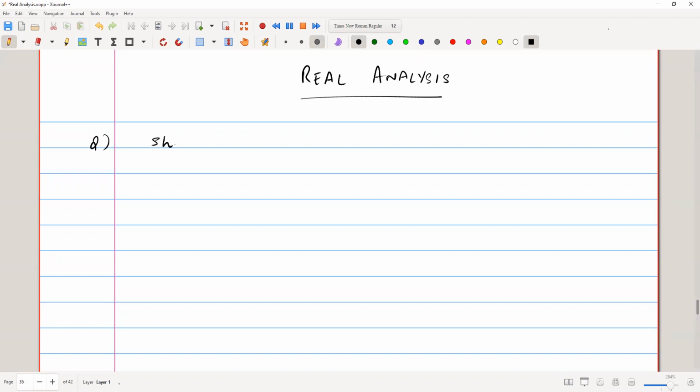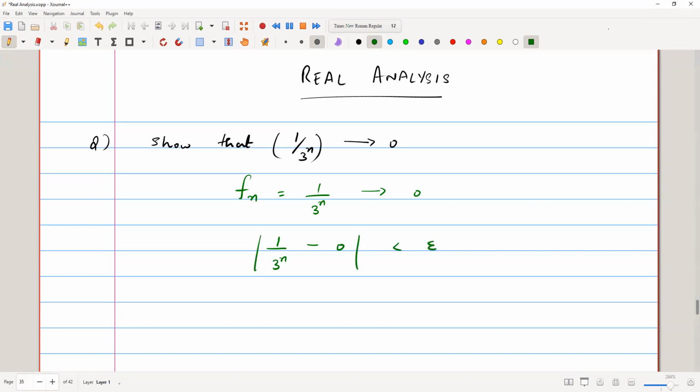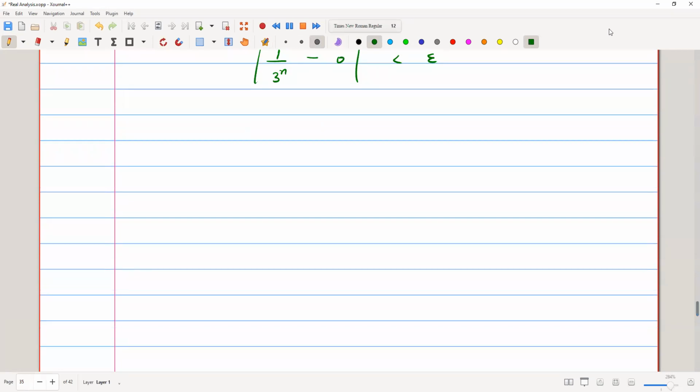So we have to show that the sequence 1 over 3 raised to the power n converges to zero. By definition, if fn is the sequence 1 over 3^n and it converges to 0, then the absolute value of 1 over 3^n minus 0 should be less than epsilon. This is the definition of convergence.